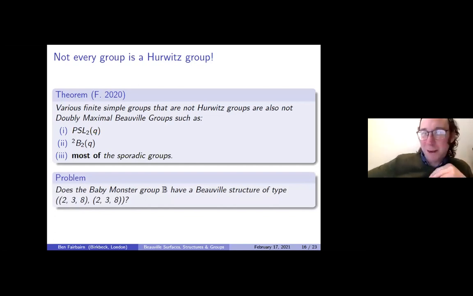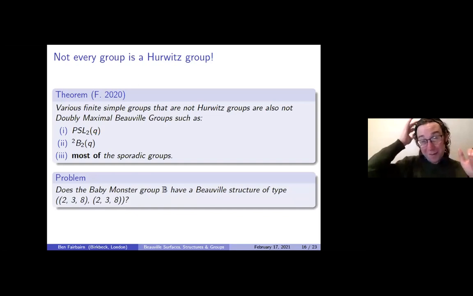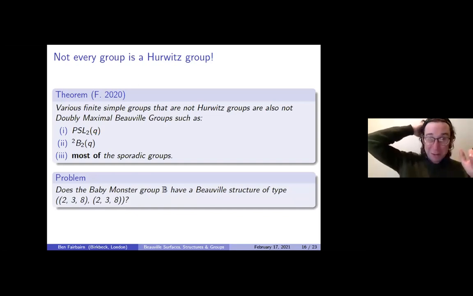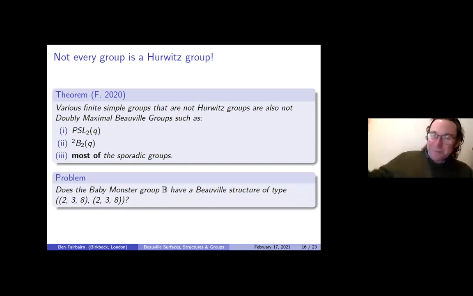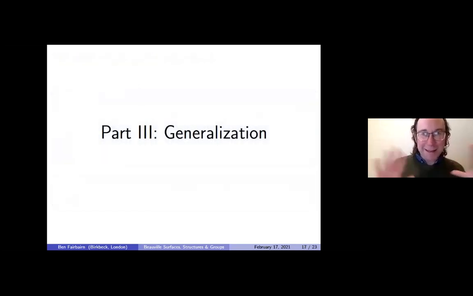So a theorem of Rob Wilson from about 1990 showed that it's not 237 generated, but that it is 238 generated. And we certainly have some triples of elements of orders 2, 3, and 8 that work, but in every case, the threes all come from the same class. So I don't quite know enough to verify whether or not this is a group that's doubly maximal. Again, this is a special case of the more general question of which non-Hurwitz groups are doubly maximal. Answers on a postcard, please. Okay, I guess that's a sensible place to pause for questions again.